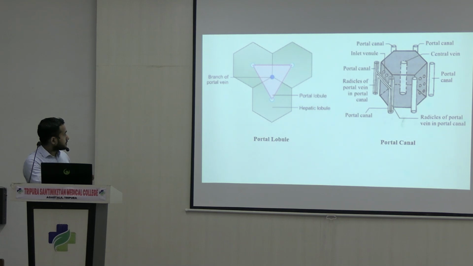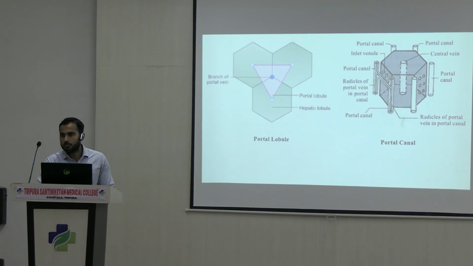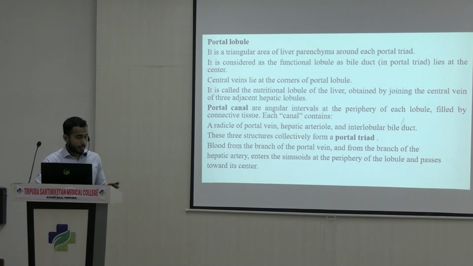You can see the branch of a portal vein at the center of the portal lobule, and these are three central veins which are present at the periphery. This is how the shape and the structures of the portal lobule are present. Next, along with the portal lobule, the portal canal is also there. So through the portal canal, what is passing? The structures of the portal triad.